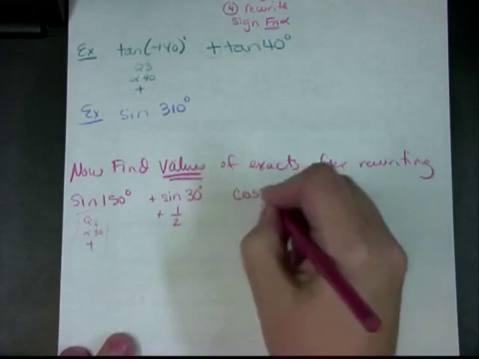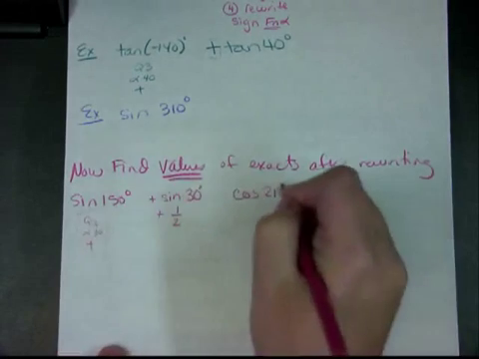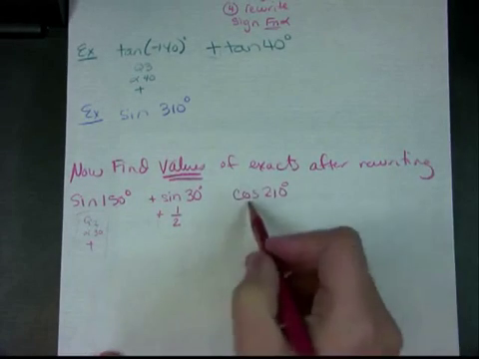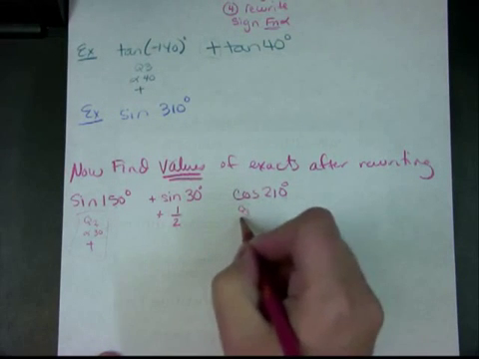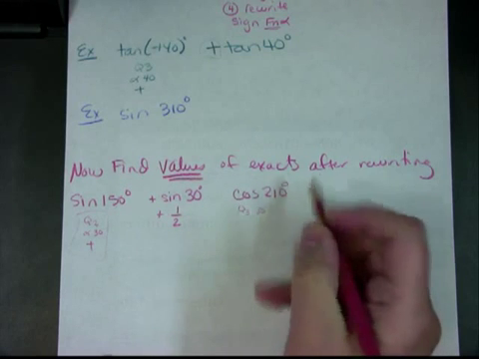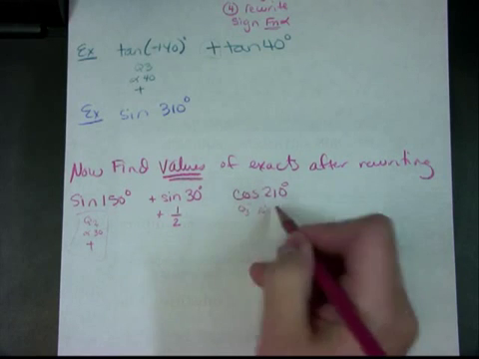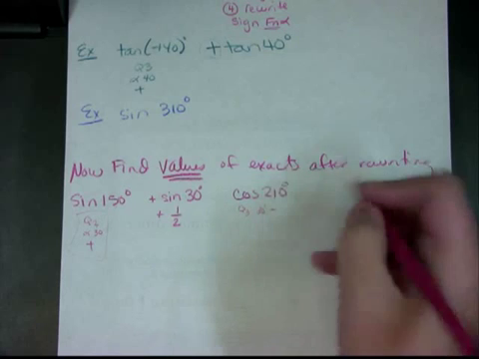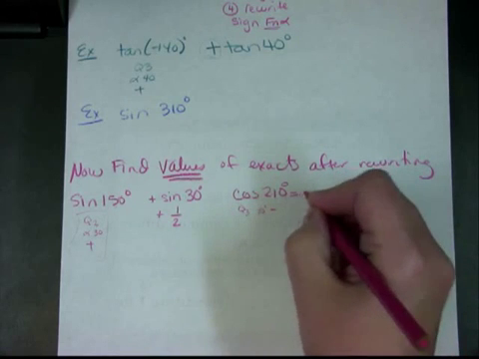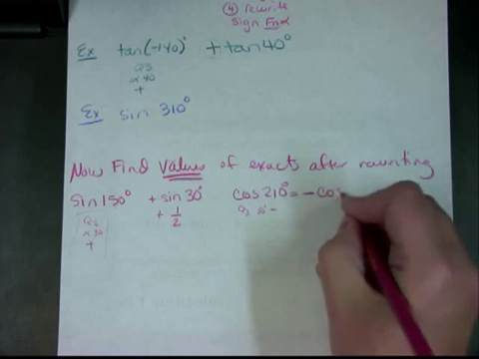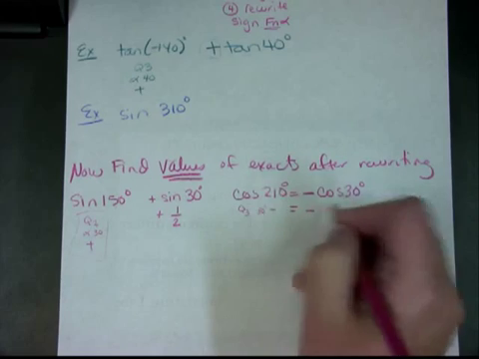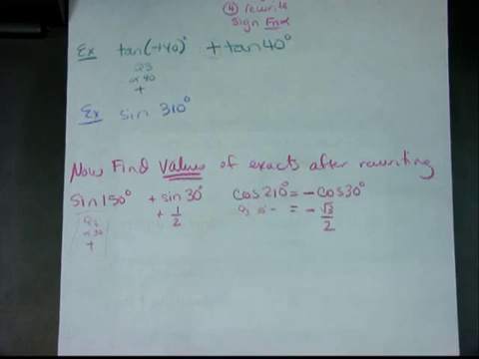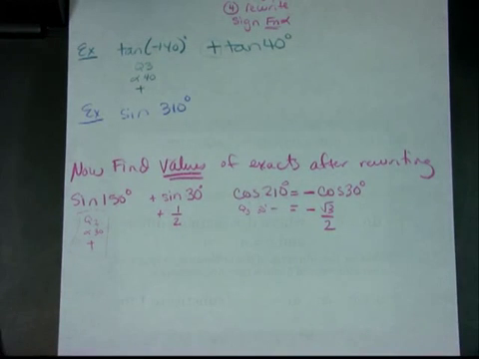So let's try it again. Cosine of 210 degrees. Well, cosine of 210, that's quadrant 3. Quadrant 3 is 180, which means it references 30 degrees. Cosine in quadrant 3 is negative. So this is actually negative cosine of 30 degrees, which is negative root 3 over 2. Okay.